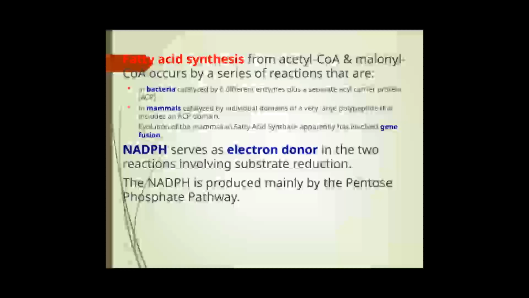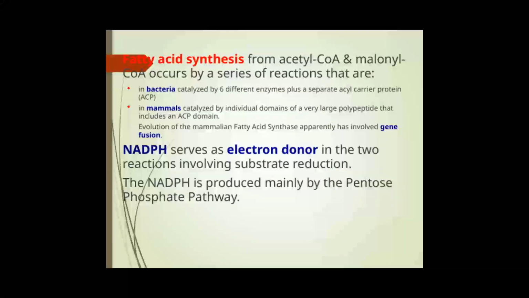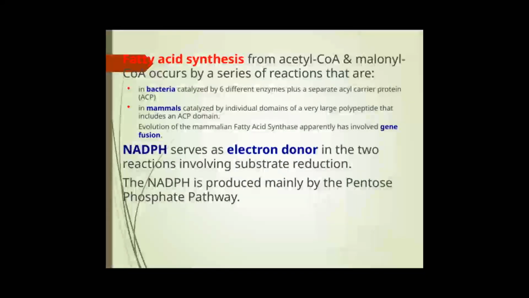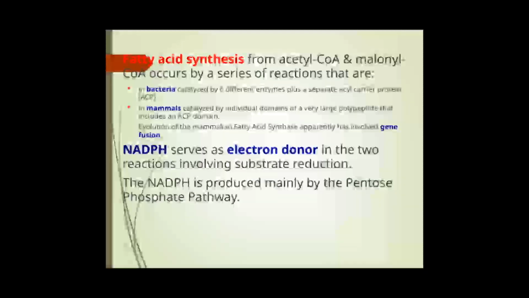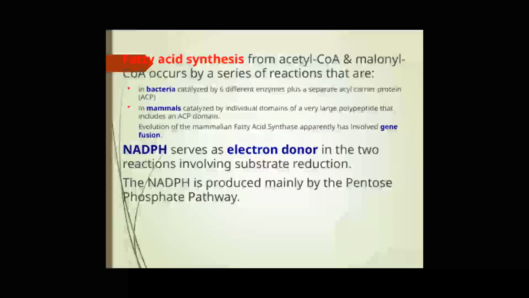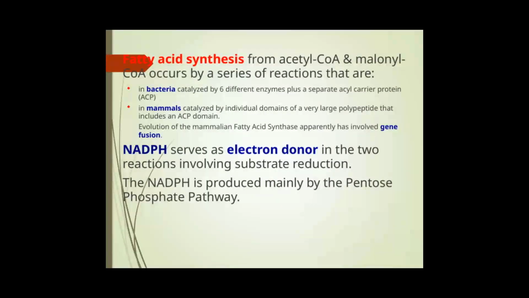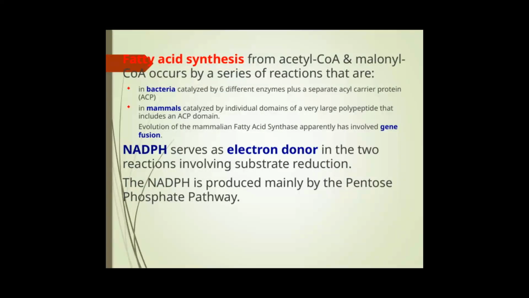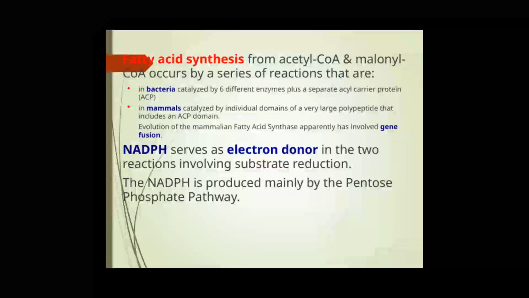In contrast, mammals have a large multifunctional enzyme complex, known as fatty acid synthase, where each domain within this big polypeptide performs a specific step. Interestingly, this complex includes an ACP domain as well, but rather than being separate, it's integrated into the single polypeptide chain. The evolution of this mammalian enzyme appears to have involved gene fusion, meaning multiple genes that initially coded for separate proteins have merged into one continuous gene, resulting in this multifunctional enzyme.